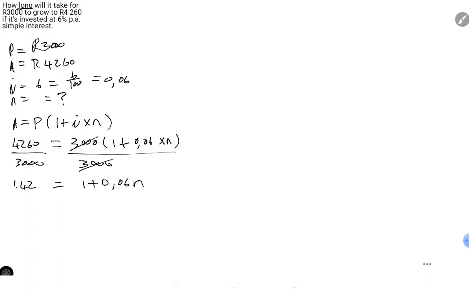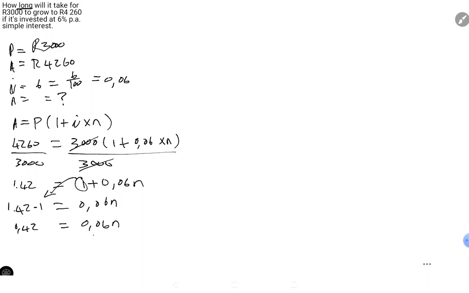And so I'm left with 1 plus 0.06N. So I've already multiplied my N with my 0.06. Can I add 1 plus 0.06? No. We've learned that you can't add two things that aren't alike. We only add like terms. So what's the next thing that we do? Transpose the 1. So 1.42 minus 1, it's this one here that goes over, and then we're left with 0.06N. This gives us 0.42 equals 0.06N.